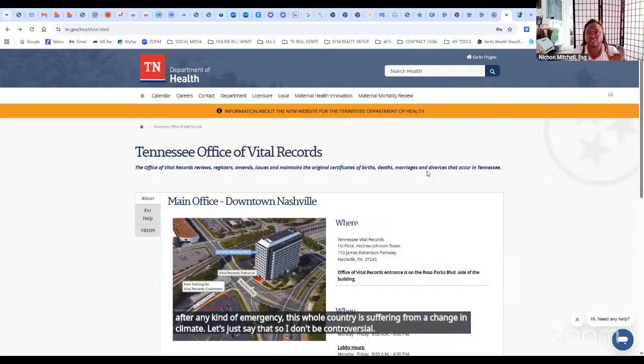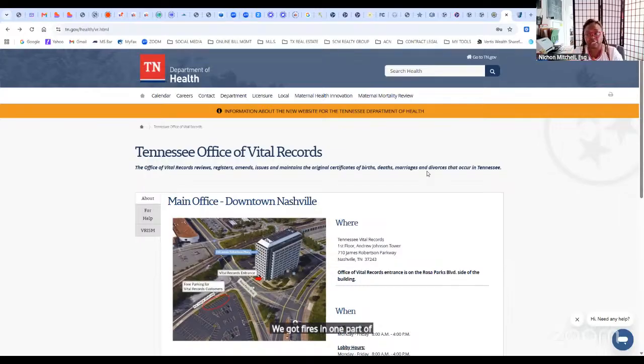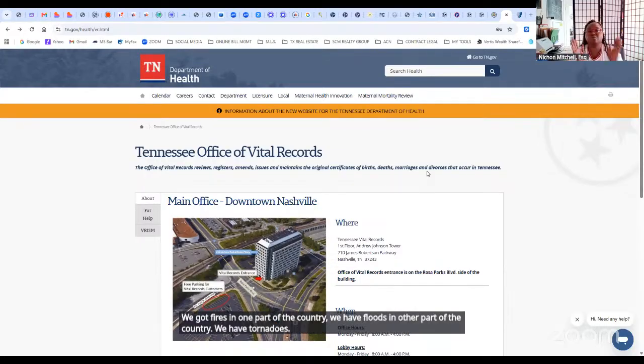We got fires in one part of the country, we have floods in another part of the country, we have tornadoes, hurricanes, we have all kinds of devastation. And so what's happening is people are running out of the house, but they don't have the important documents that they need. You need to have it handy so you can grab it if you've got to run. Everything I just mentioned should be in this fireproof, waterproof container.